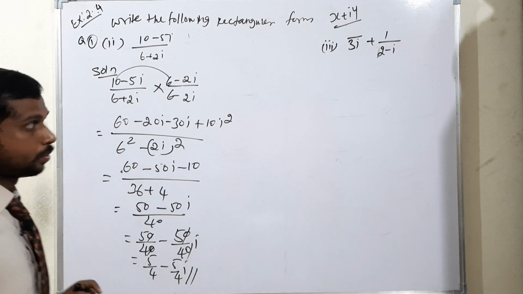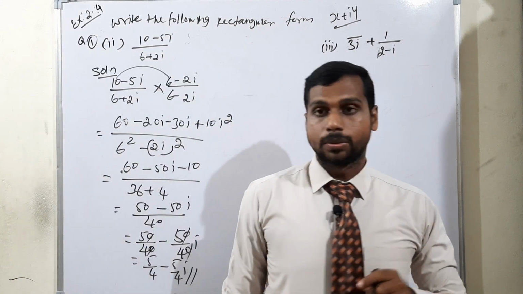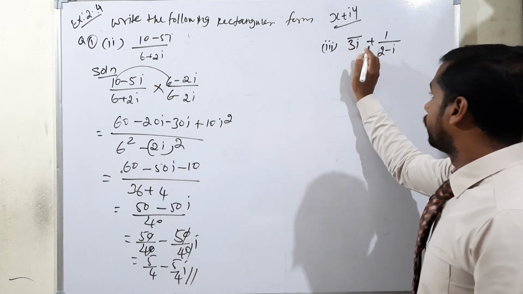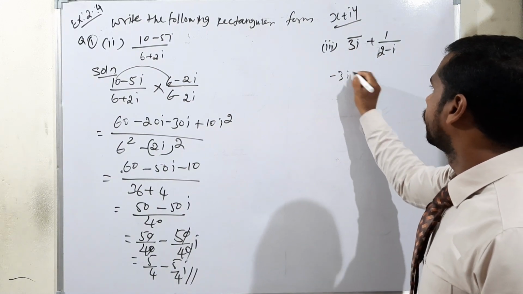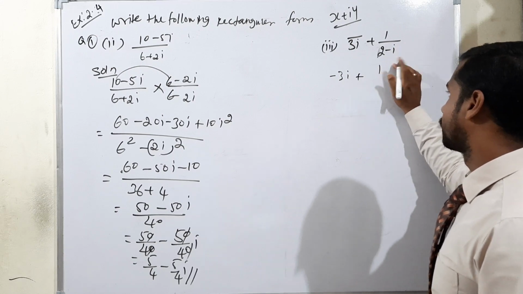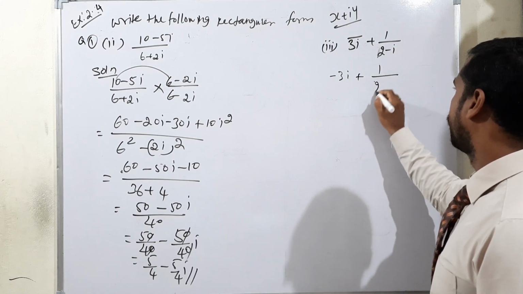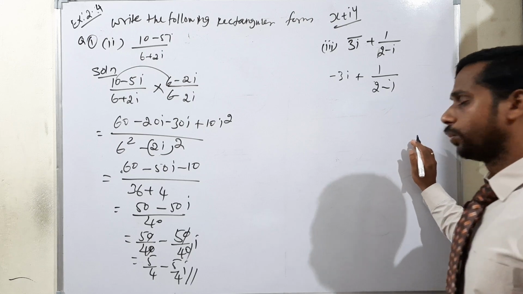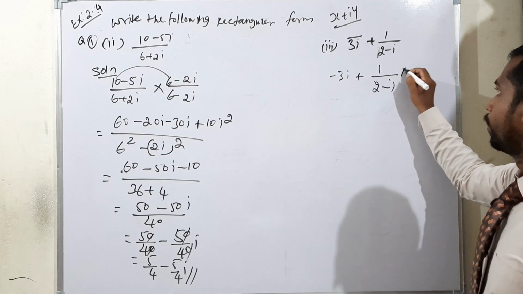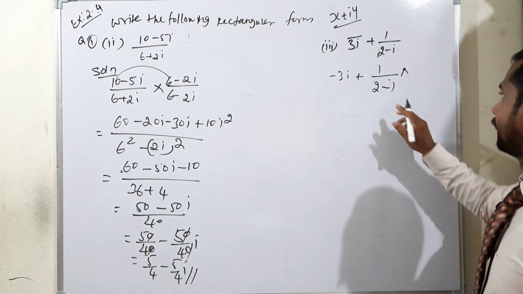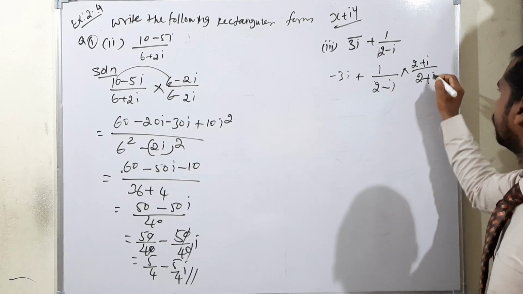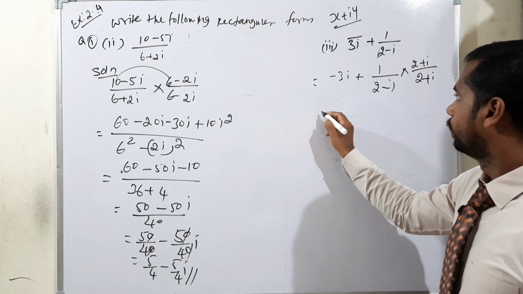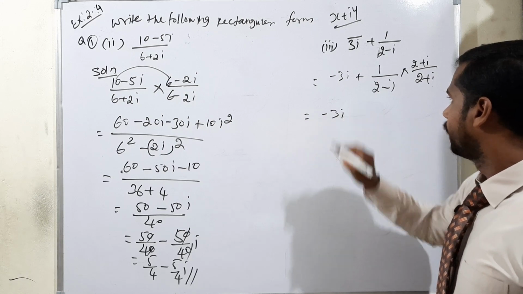This is subdivision second. I am moving to the last one, subdivision third, 3i bar. 3i bar means we have to change the sign, so minus 3i. Then plus, there is not a standard form, 1 divided by 2 minus i. To convert to standard form, we have to multiply by the conjugate. 2 minus i is there, so we multiply by 2 plus i. So minus 3i stays as it is.